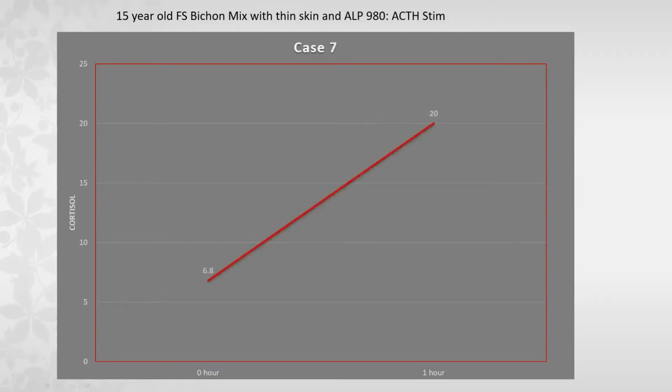And now we have a 15-year-old Bichon mix with thin skin. They all have thin skin when they're 15, regardless of whether they're Cushing's, actually, in my opinion, but whatever. They also start to go bald, and an alk phos of 980. And we're going to do an ACTH stim. This dog's baseline is 6.8 at 0 hours and 20 at 1 hour.